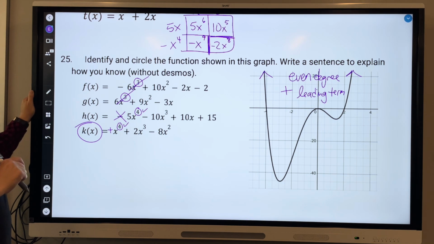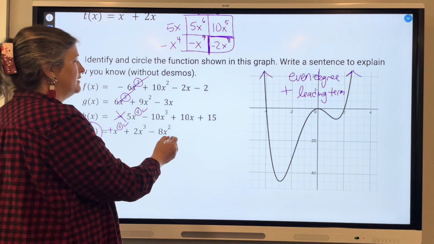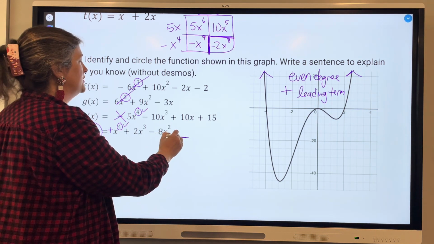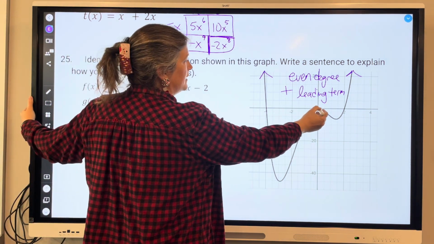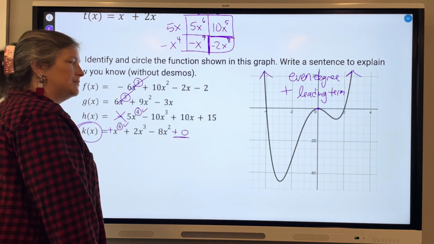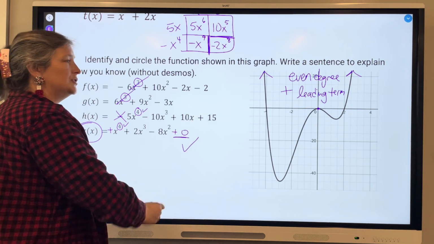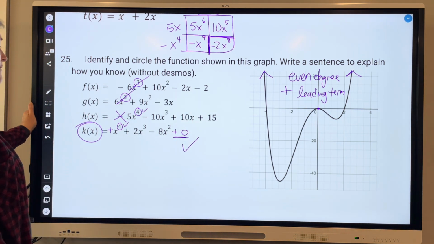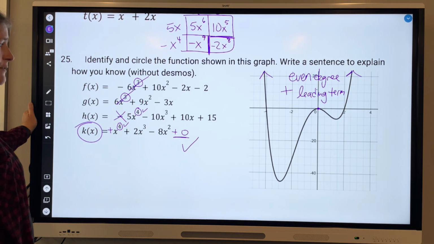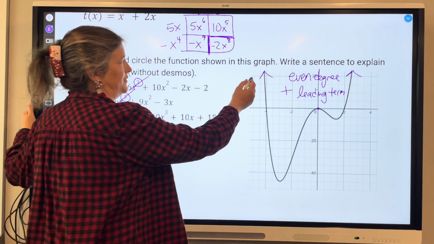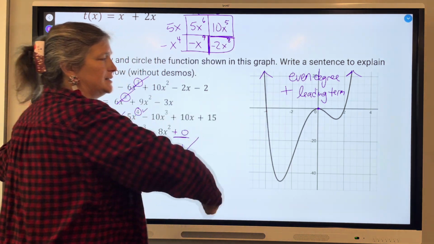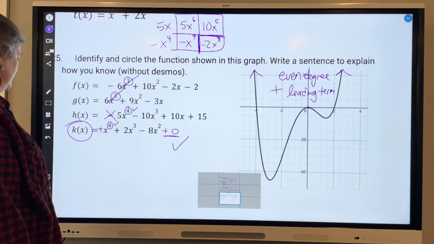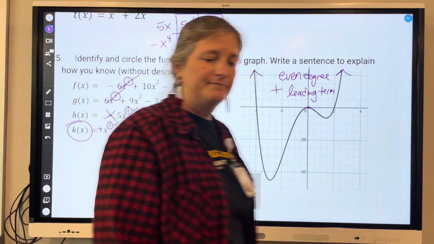We can double check that we like the answer by looking at its y-intercept, because in standard form, the y-intercept is the low-hanging fruit. This is plus 0, and look, in fact, its y-intercept is 0. So that is a good double check to make sure we understand that it must be that one. But again, we're looking at the end behavior to tell us all of this stuff about the degree and leading term. Okay, that was page 7.